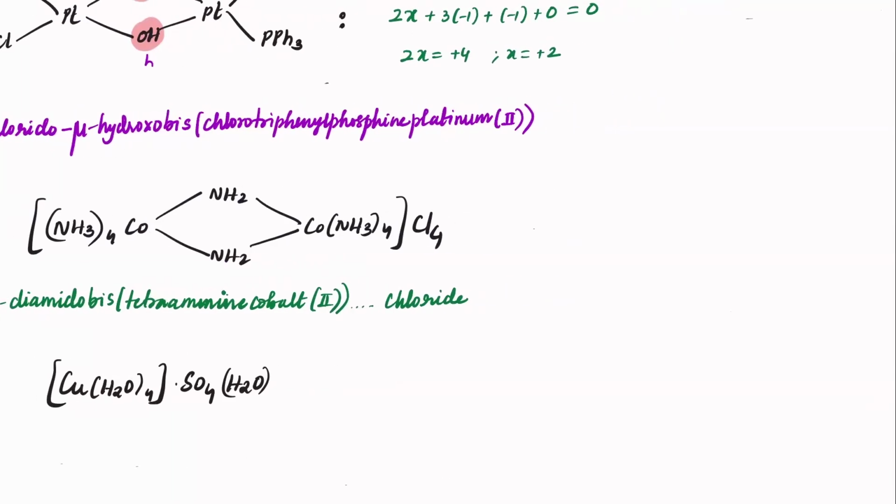Again, how did I get the oxidation state? Simple, you can check it out. There are two cobalts plus there are two amido groups, which means both will have -1 charge, right? And overall is +4 charge. So 2x is equal to 6, so x is equal to 3. Sorry, not 2, it is 3. Oxidation state is 3. Clear?